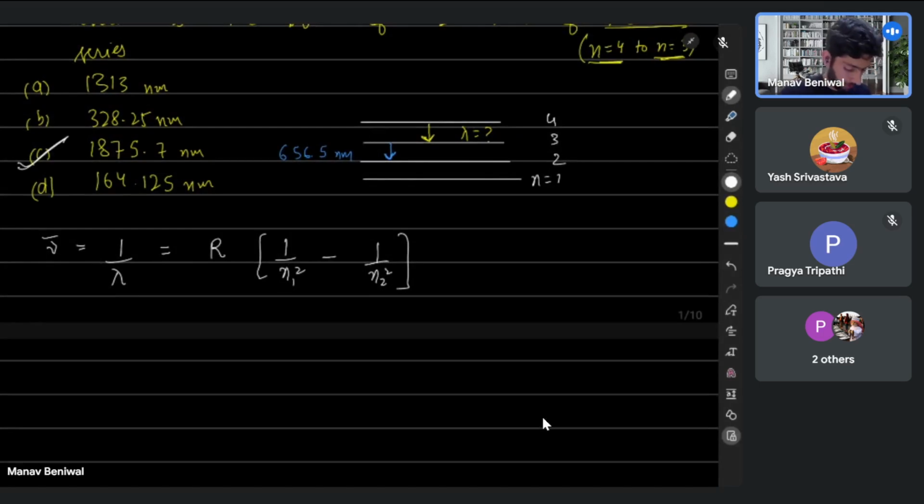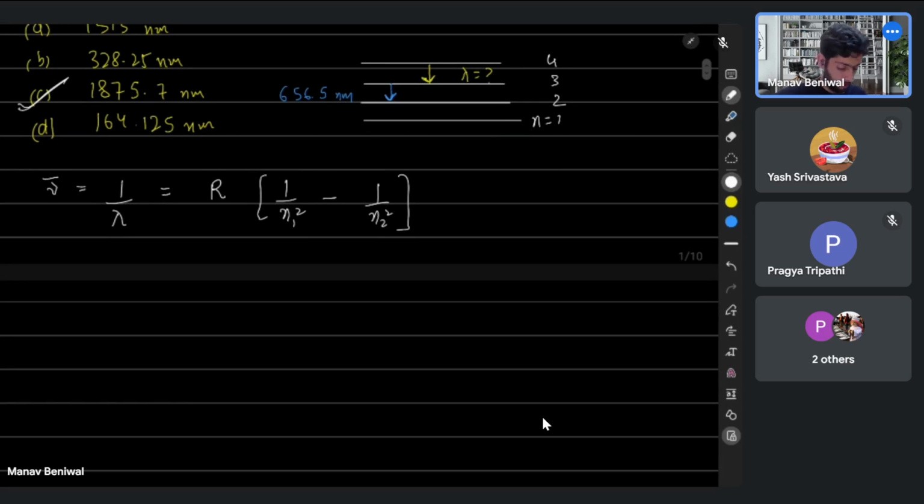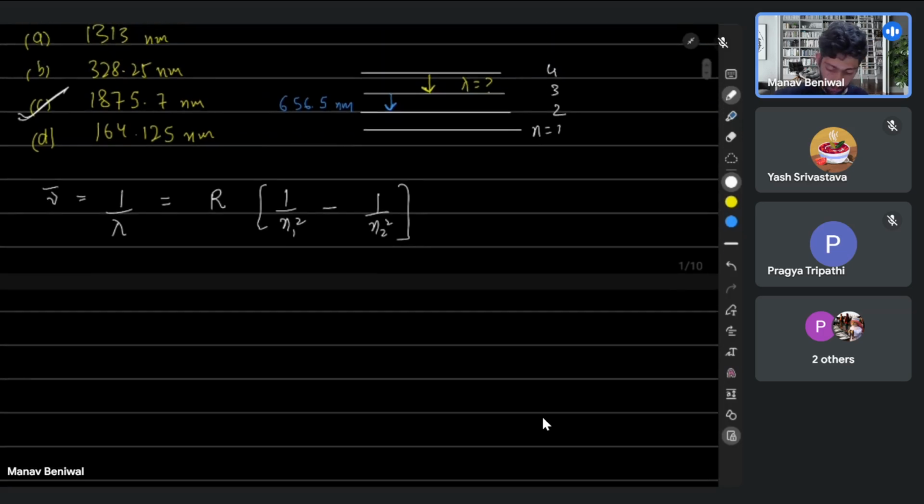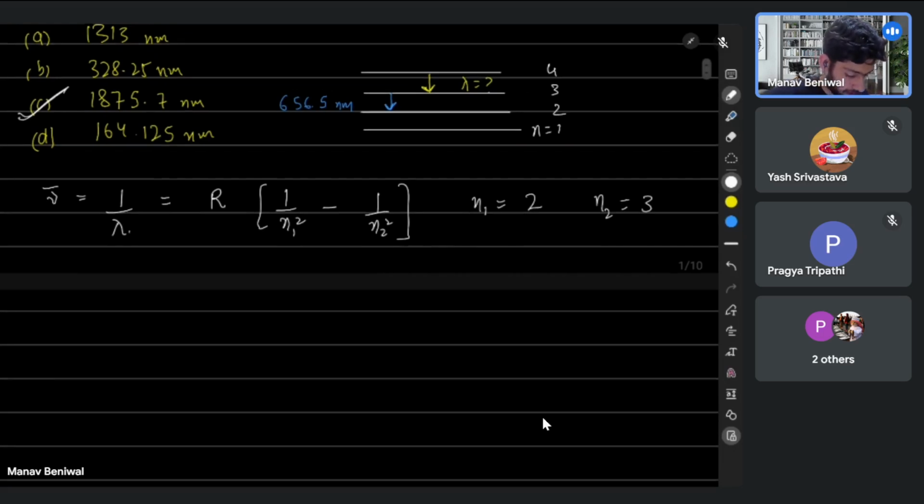Option C is definitely correct. So this problem is based on Rydberg's formula, right? When you have the Balmer series, you can see that it is going from 3 to 2, right? So n1 is 2 and n2 is 3. Okay, so let me call this Balmer series.